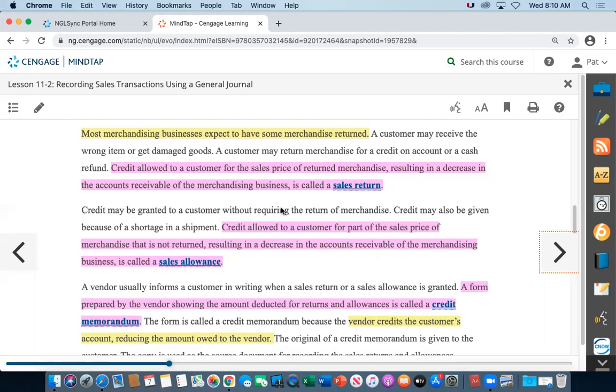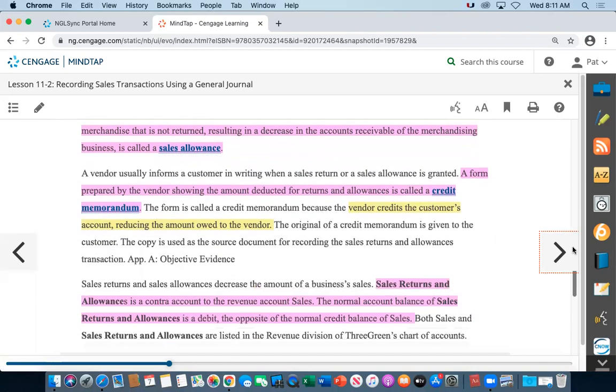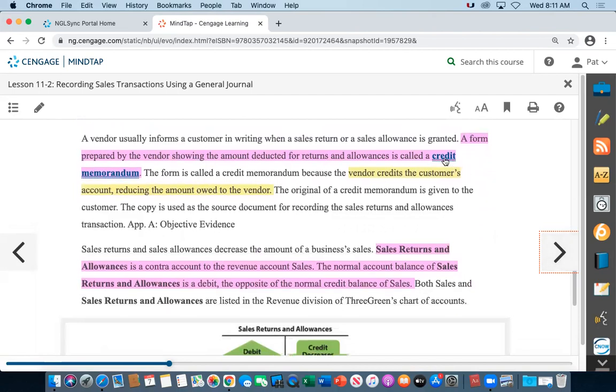We're going to combine these two accounts just like we did in 11.1. So in 11.1, when we have purchases returns and allowances, that's all one account. If it's damaged, if you return it all, or you pay a little bit less, whatever the case may be. We are doing the same for our customers, but we call this sales returns and allowances. And so what you need is you need to fill out a credit memorandum.